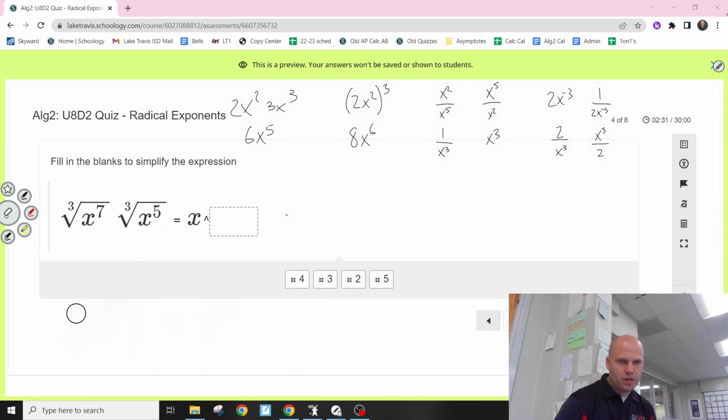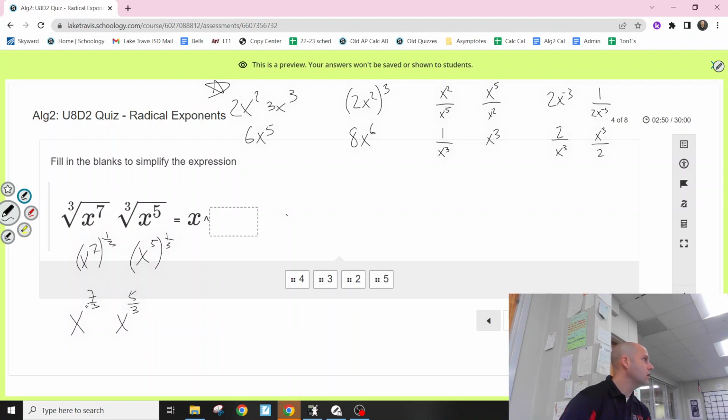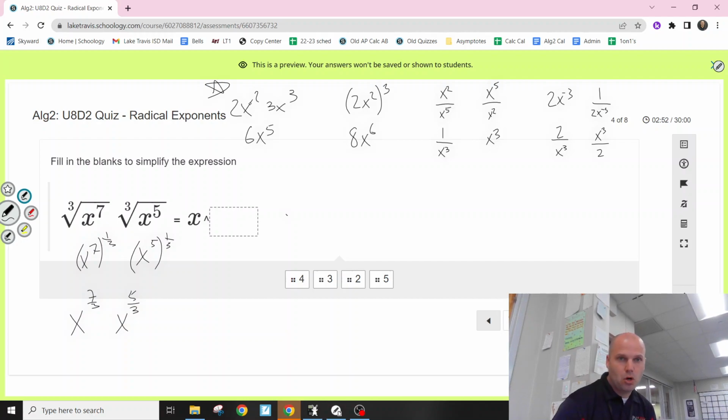Now, this is a good one because it combines two rules. We haven't looked at this rule in a while, but we're going to use it. Because first things first, I'm going to rewrite this as x to the 7/3 and x to the 5/3. Now, when you are multiplying x to powers together, you add. This 2 plus 3 is the 5. I'm going to add 7/3 and 5/3 here.